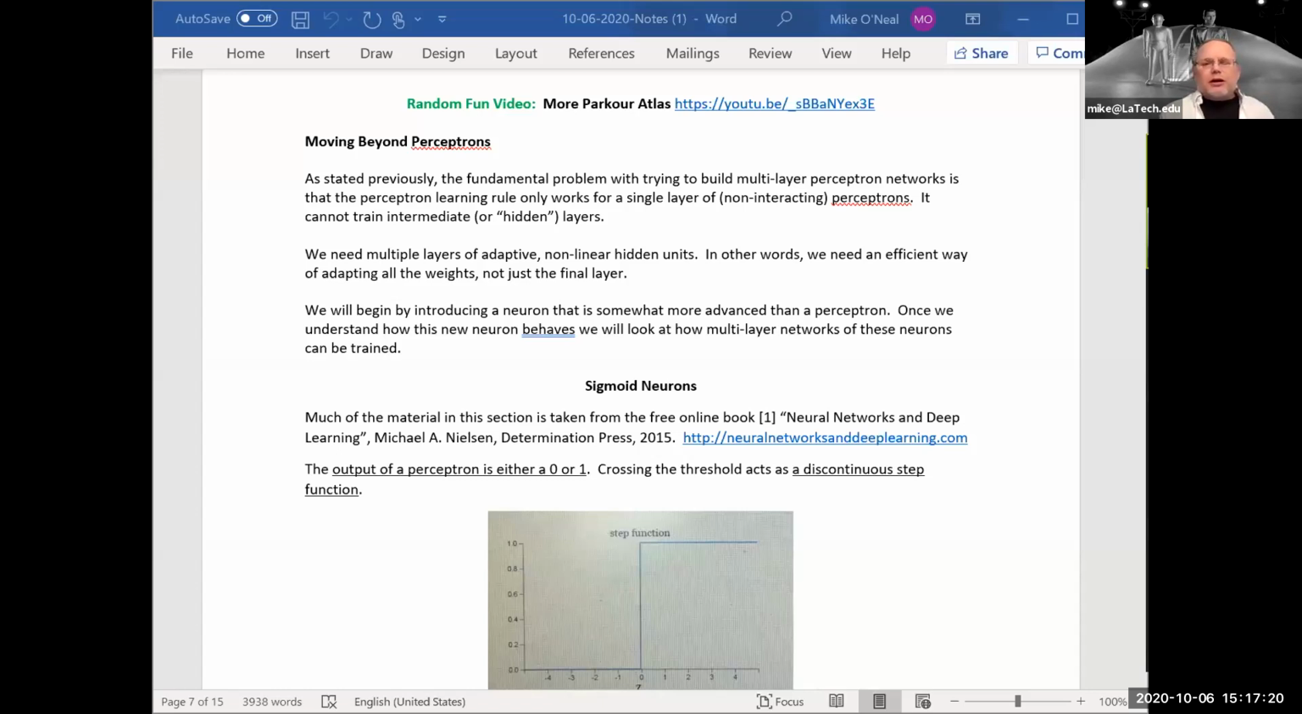This continuous function neuron is kind of the basis of everything that we're going to do. So let me come back here and go into share screen mode. Now, the material that I'm going to be talking about here is from an online book called Neural Networks and Deep Learning by Michael Nielsen.